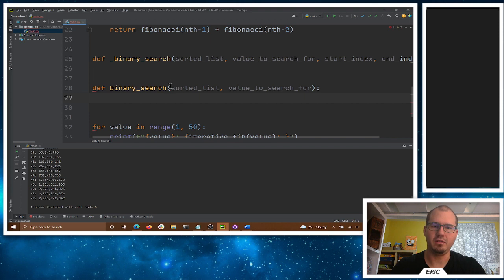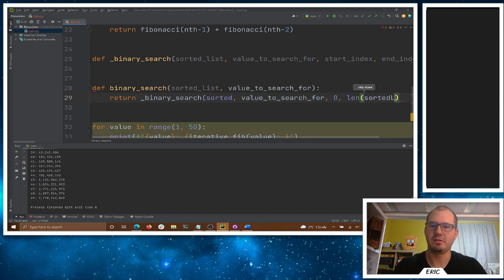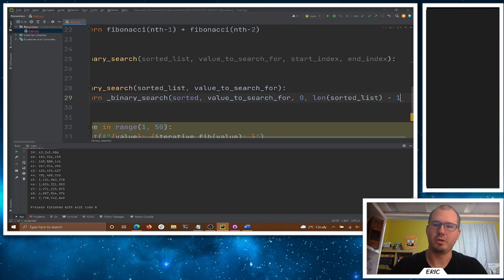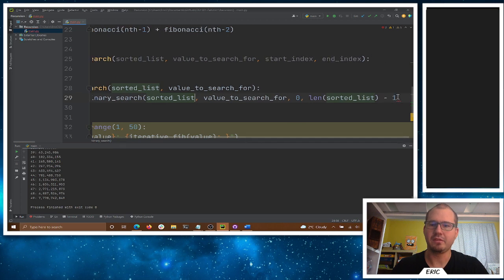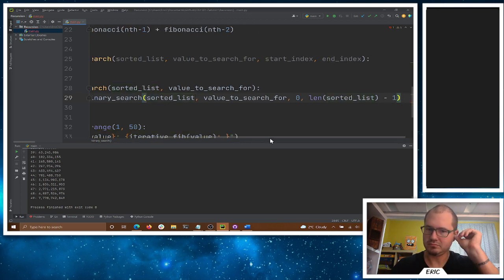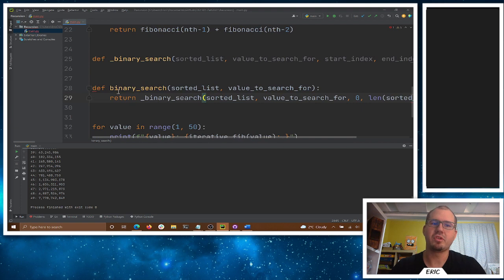So at the beginning, we're going to call return my helper binary search, given the sorted list, the value to search for, and then my start index is 0, and the end index is length of my sorted list minus 1, right? Because there's no actual index at the length here. The index is at length minus 1. So we don't want whoever's asking for a binary search to have to give me 0 and the length minus 1. We want to give them a nice, easy-to-use public method.